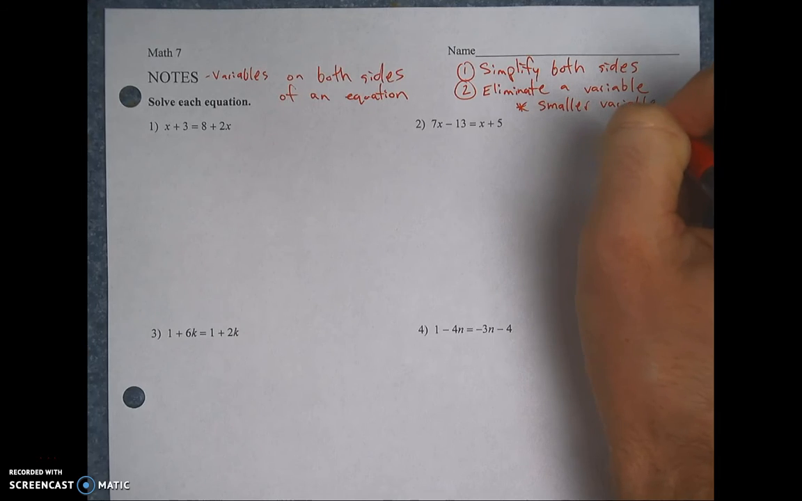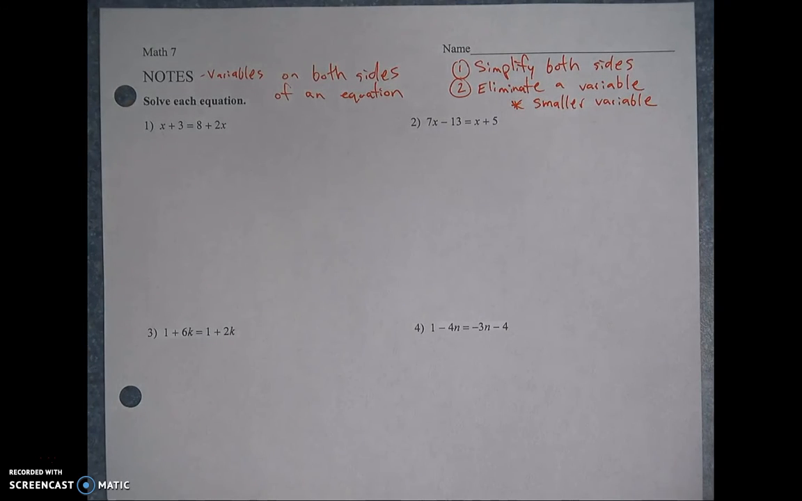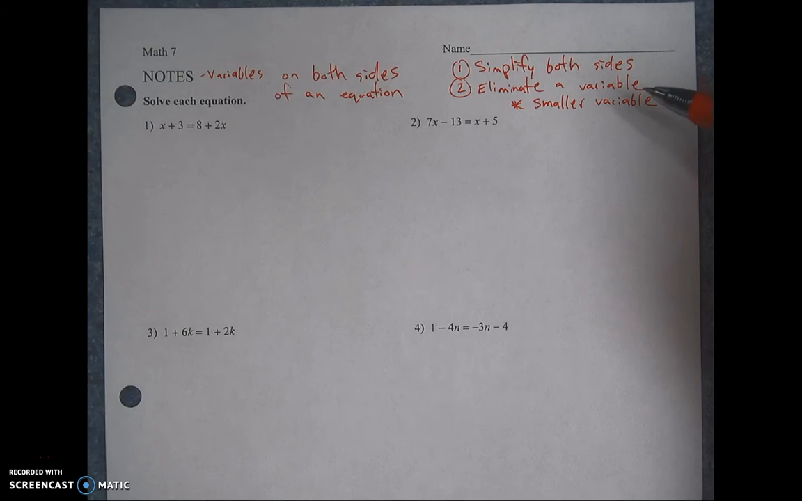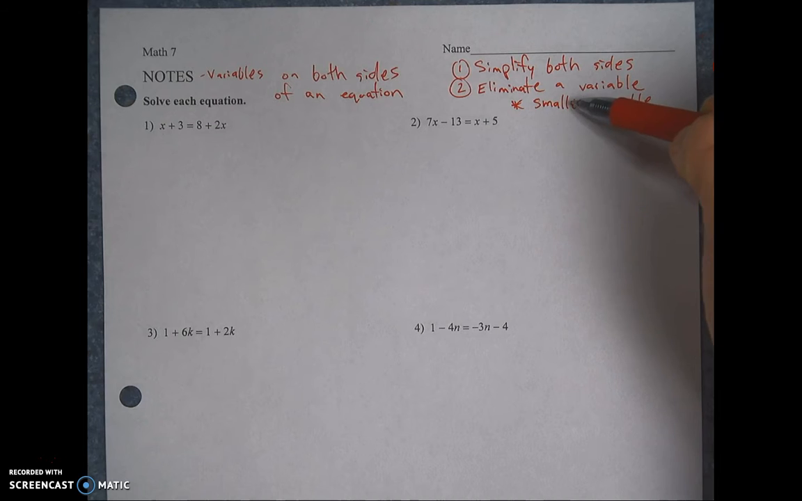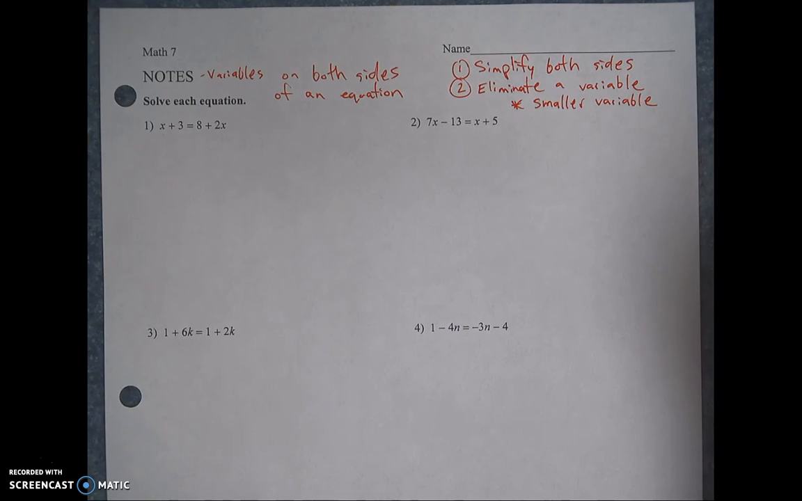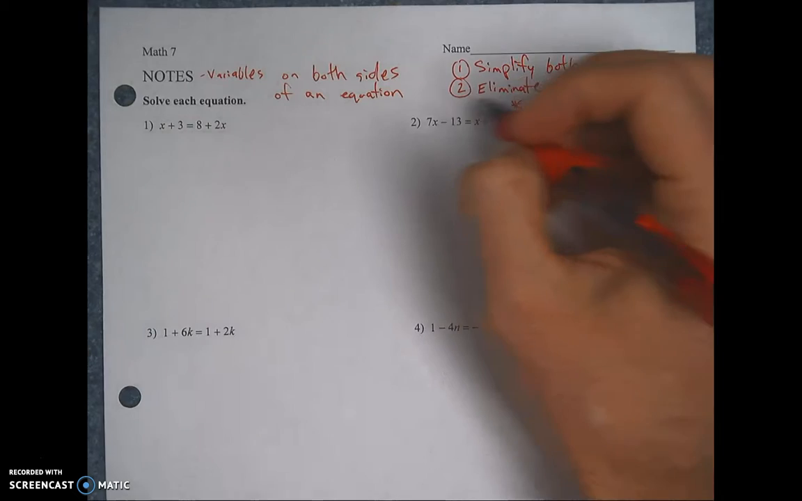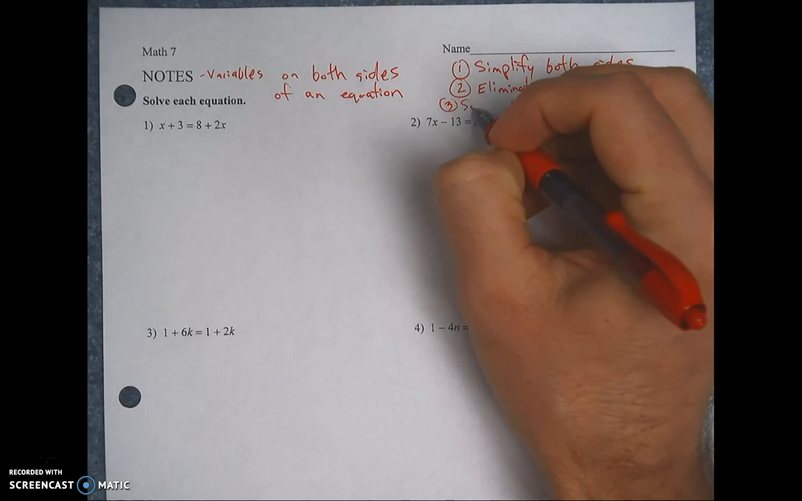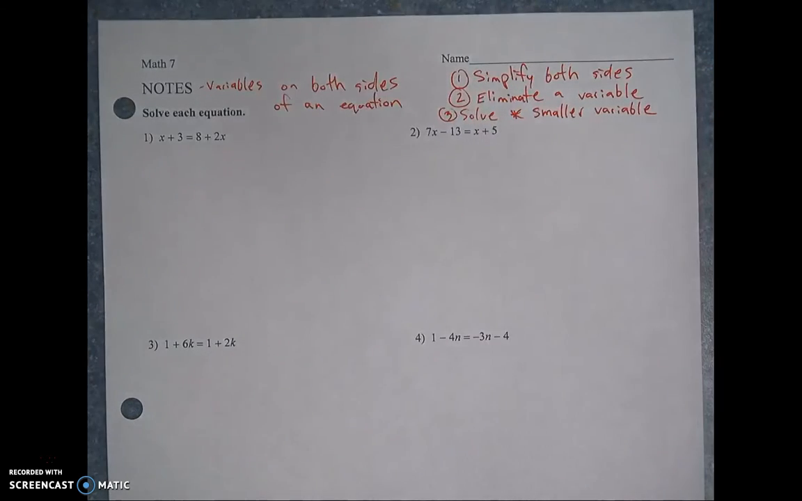Now, if you eliminate the larger one, you're still going to get it right if you follow all the correct steps. The problem is when you eliminate a larger variable, you create negatives. And where do we make the most mistakes is with negative numbers. So if we always eliminate the smaller variable, we ensure that we're going to have positive numbers, and we're just going to make less mistakes. And then number 3, solve. So once you've eliminated on both sides, you're going to solve.